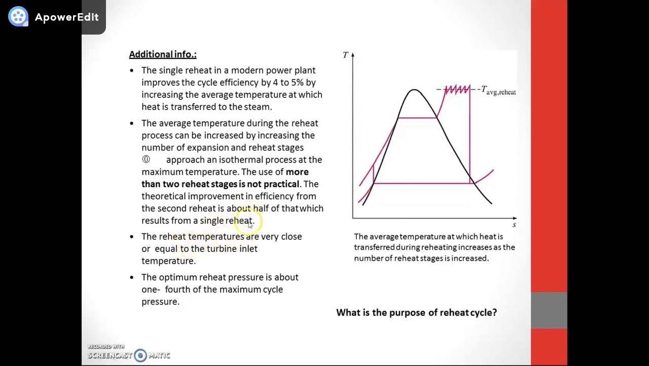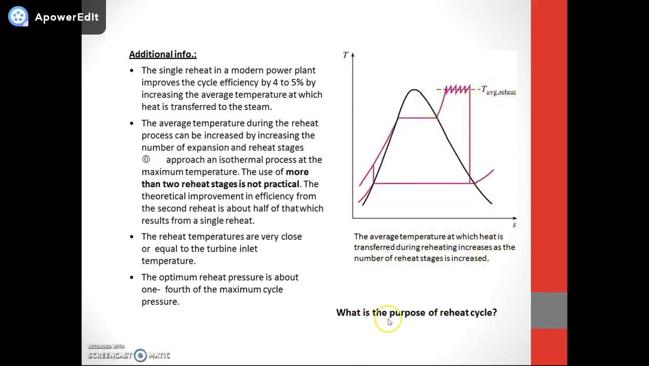So, yeah, we need to consider this, okay? The reheat temperatures are very close or equal to the turbine inlet temperature. Yeah, and the optimum reheat pressure is about 1/4 of the maximum cycle pressure. Okay, even though we are improving this, you can't put a lot of stages here. The average temperature at which heat is transferred during reheating increases as the number of reheat stages increases.